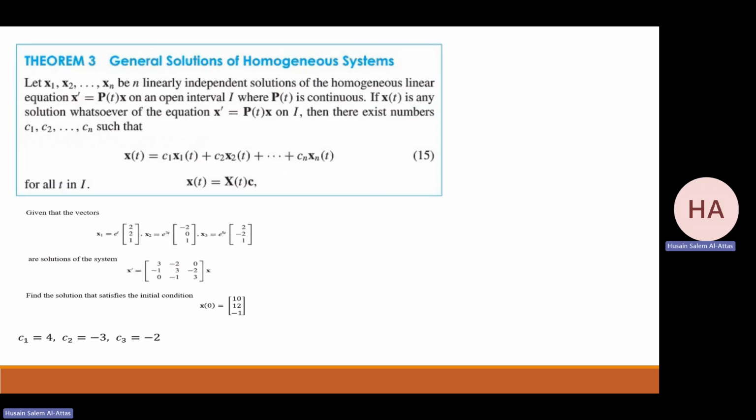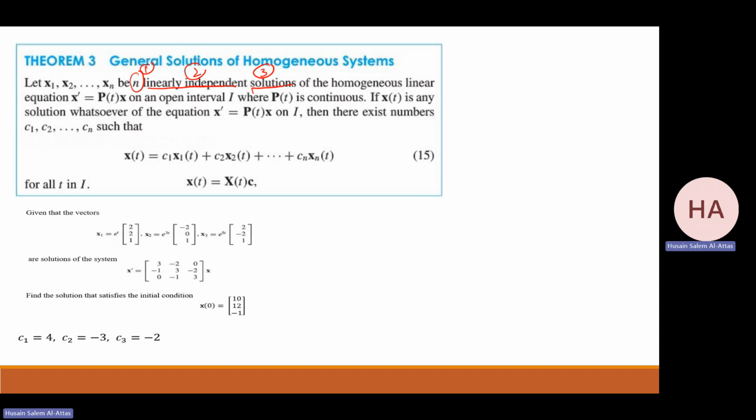Now, the most important thing: I need to check 3 things. If I have a differential equation where the matrix is n by n, I have to check that there are n solutions, that they are n linearly independent, and that they are solutions. This is what I need to check.